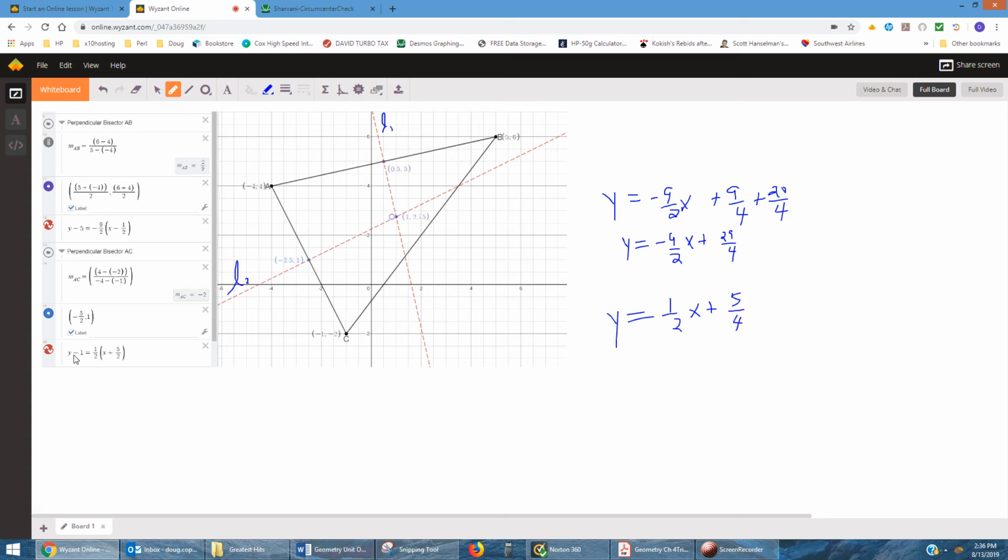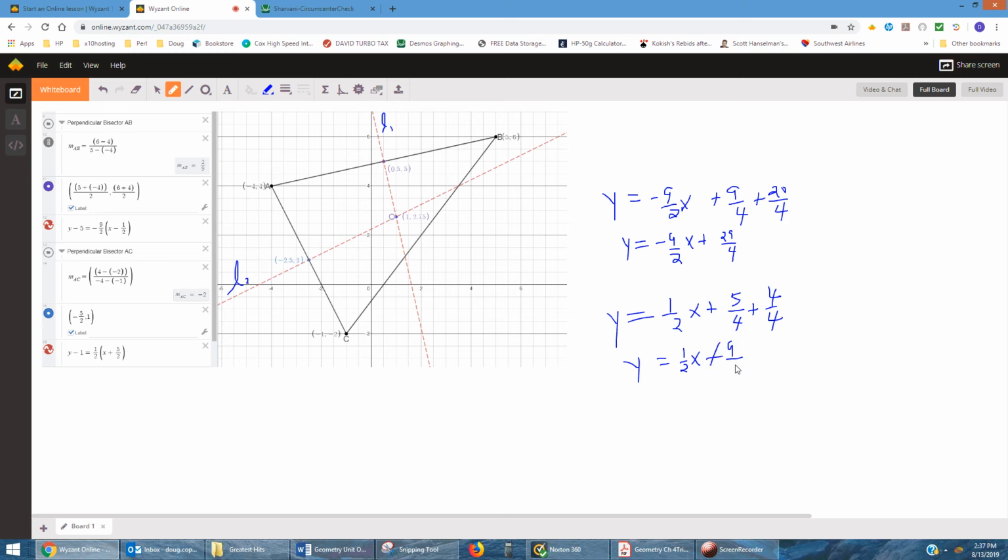But then I'm going to add the 1, so that becomes a plus 1 over here, but I'm going to change it to fourths so I can combine it with that fraction. So the equation of L2 is y equals 1/2 x plus 9/4.